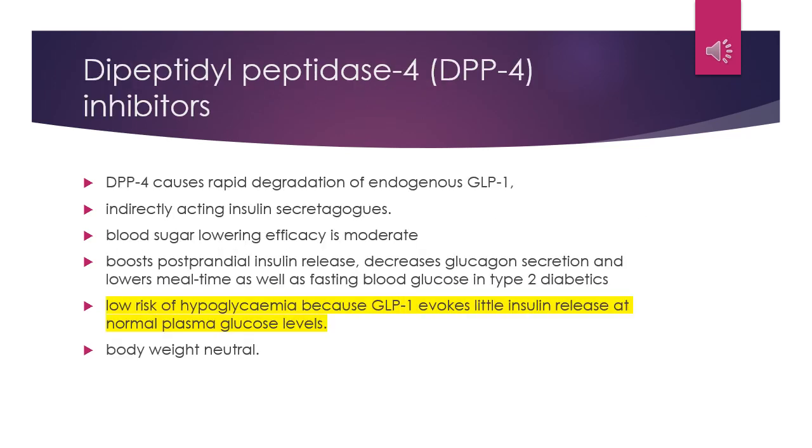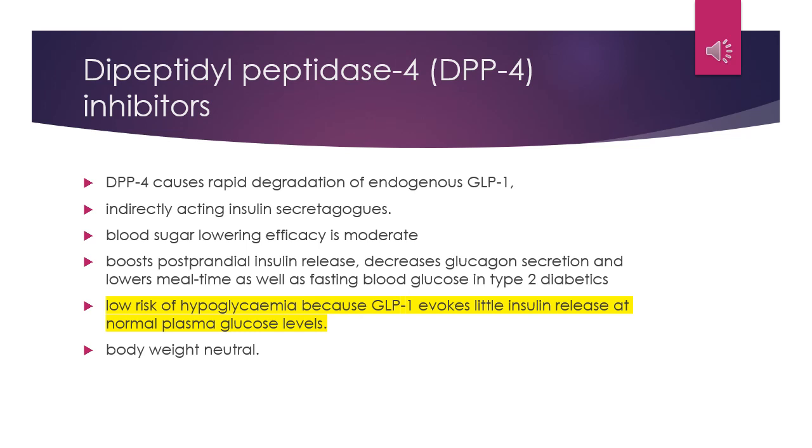In the previous slide, we have seen that endogenously secreted glucagon-like peptide 1 is destroyed by the dipeptidyl peptidase 4 enzyme. So if we can have any medication that inhibits the DPP-4 enzyme, it will increase meal-related insulin release in our body indirectly. So DPP-4 inhibitors are indirectly acting insulin secretagogues, and they have moderate blood sugar lowering efficacy. Examples are sitagliptin, vildagliptin, linagliptin. They boost postprandial insulin release, decrease glucagon secretion, and lower mealtime as well as fasting blood glucose in type 2 diabetics.